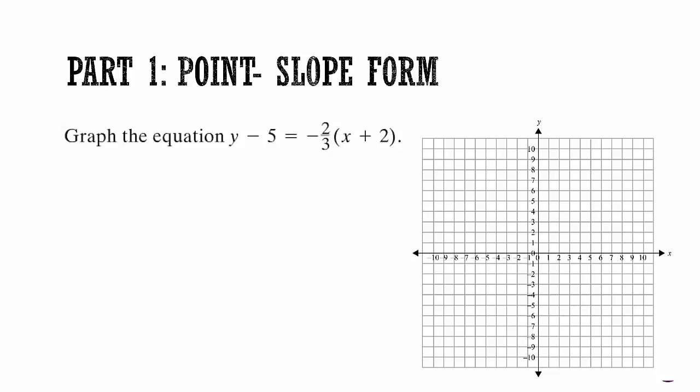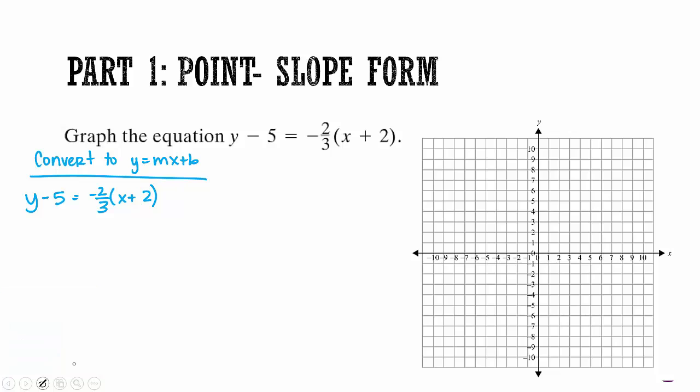You can do this two different ways. The first way is you could just convert into y equals mx plus b, which means get y all by itself and get rid of the parentheses. So let's do that first. If I have this equation here, the first thing I want to do is get rid of these parentheses. So I'm going to distribute this negative 2/3 to both of these things here.